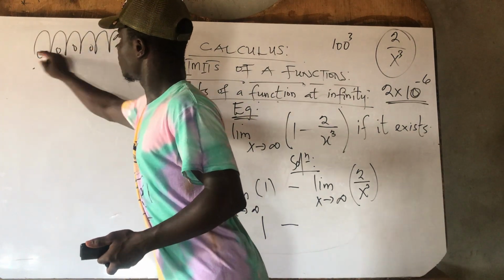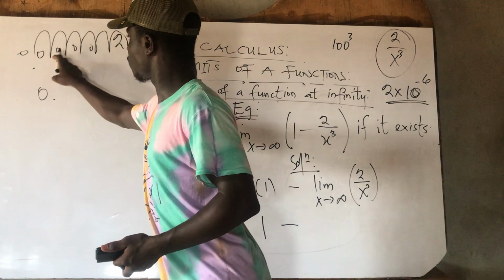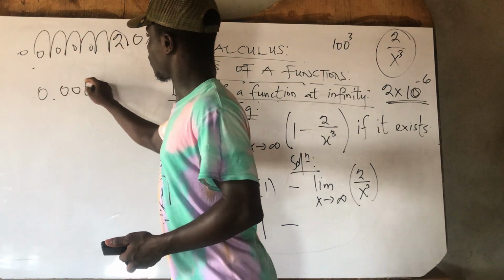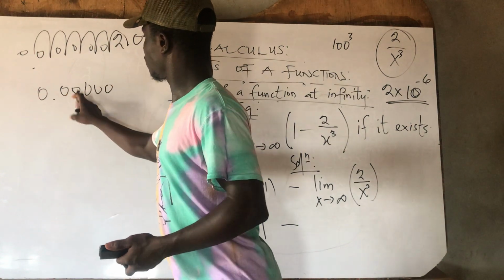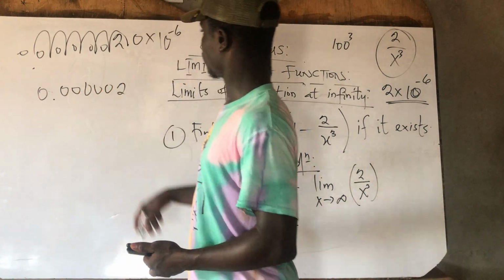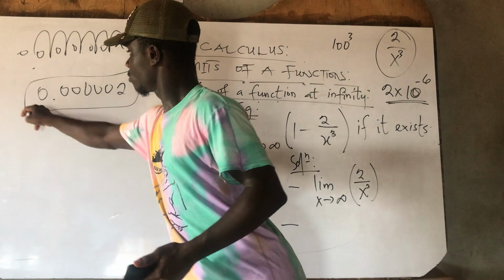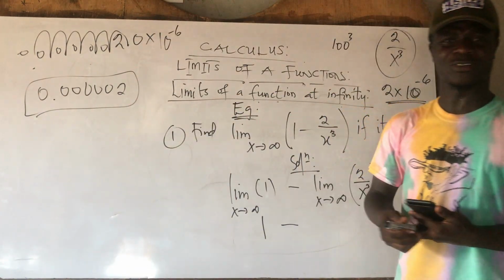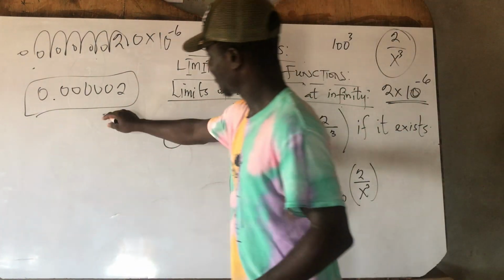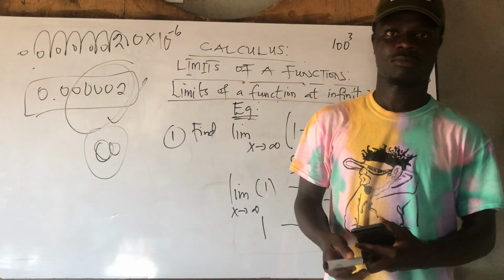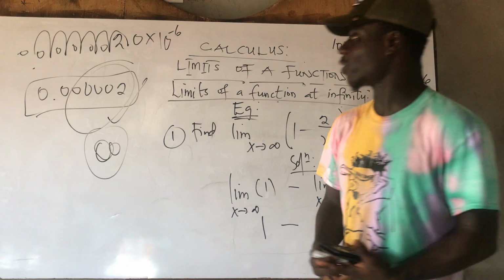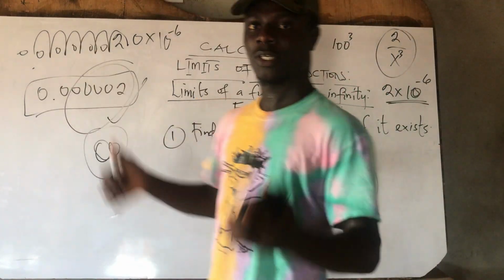So I'll get 0.1, 2, 3, 4, 5, then 2. So 0.000002. So this one is closer to what? 0. It's closer to 0.